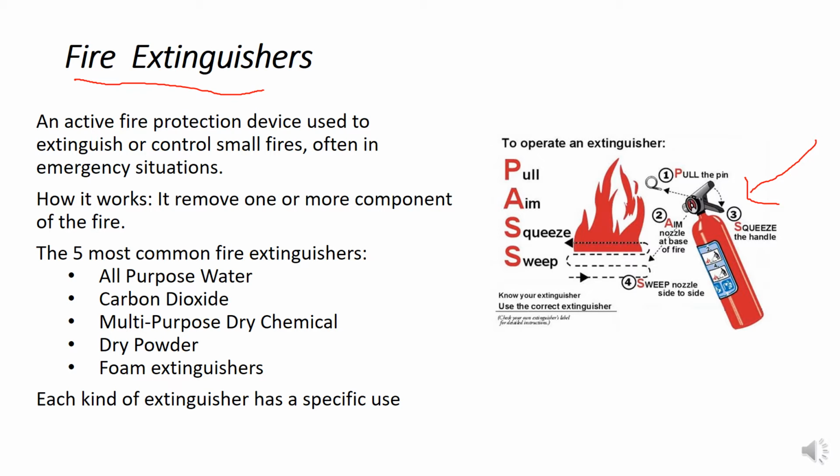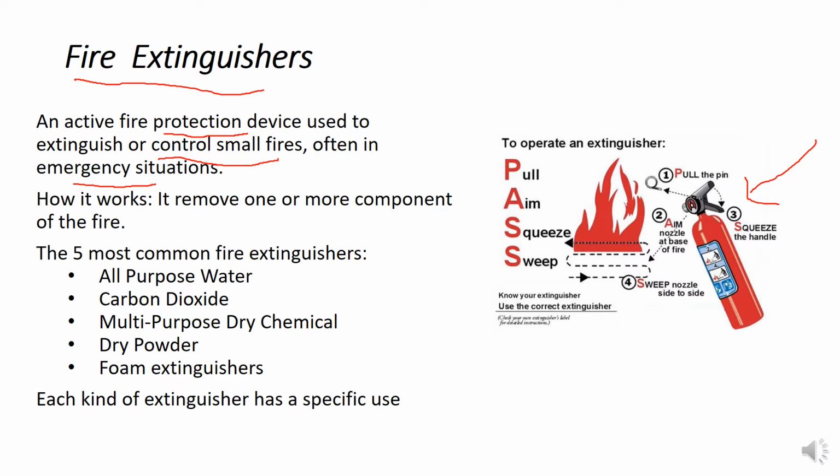This equipment contains what we call a fire protection device that is used to extinguish or control small fires, often in emergency situations. They contain certain chemicals, and once we use these small devices, they will stop the fire.